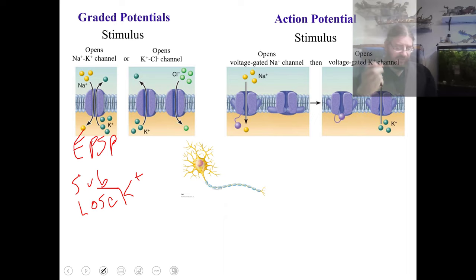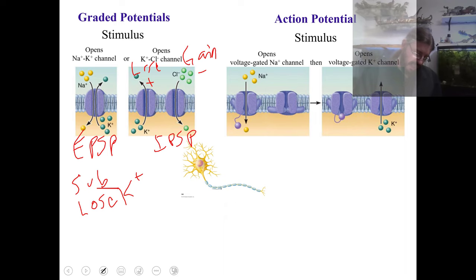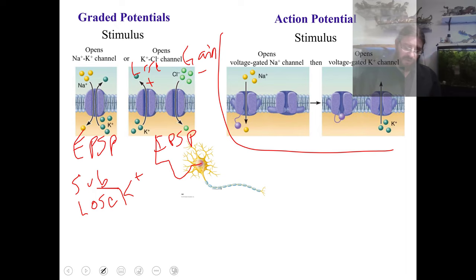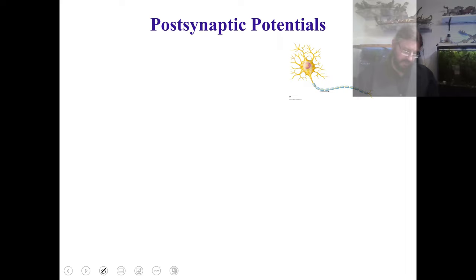Just diffusion, baby. Or you could have an inhibitory postsynaptic potential when a calcium chlorine channel opens and you lose positive charge here and you gain negative charge here, and ultimately the charge drops the potential. So here, you might get, and this is literally the action potential, which we've talked about a million times before. So skipping it.